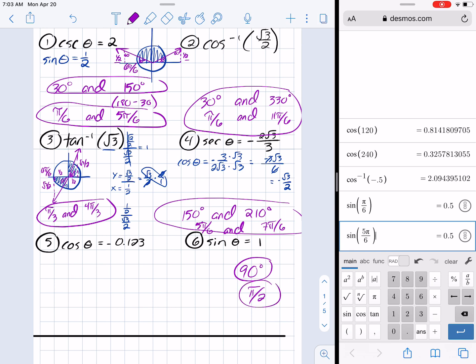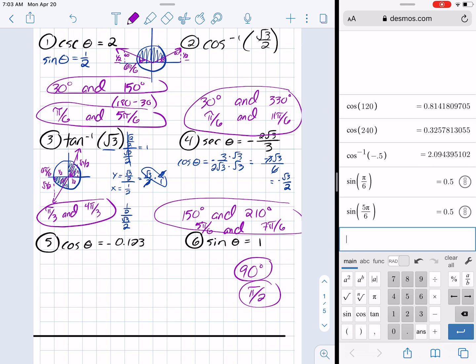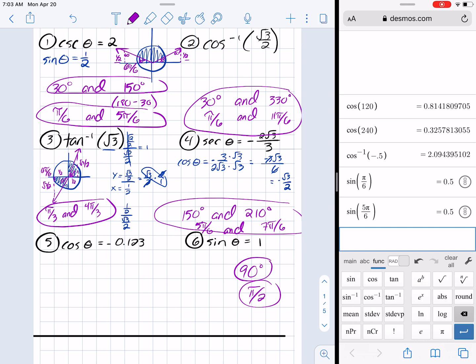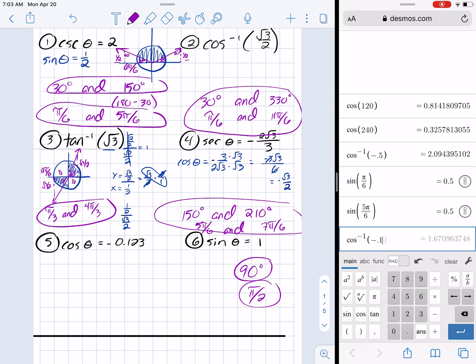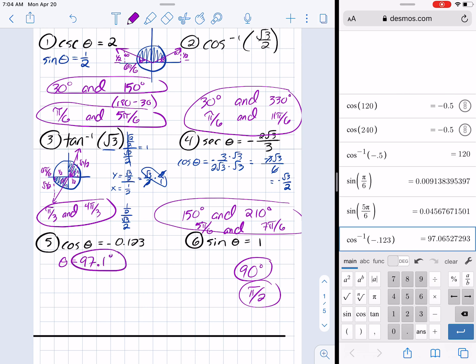And then, great, for number 5, I will show you how to work out number 5. I showed you one like this on the warm-up where your ratio is not one of our ratios from a 30, 60, 90 triangle. So here you have to use your calculator. You need to enter the inverse cosine of negative 0.123. And your calculator tells you you get, oops, I'm in radians, make sure you're in degrees. Your calculator tells you that theta is 97, let's just say 0.1 degrees. Great, that's one of your answers.